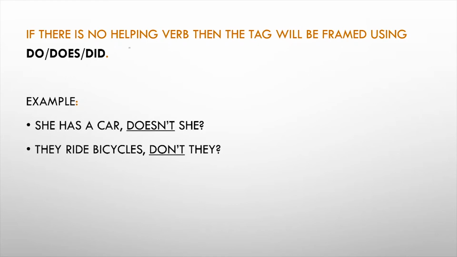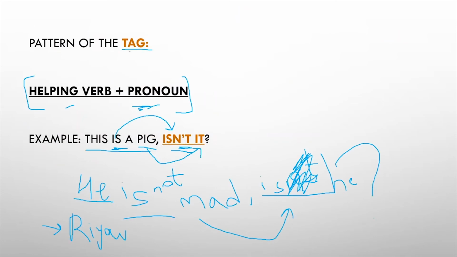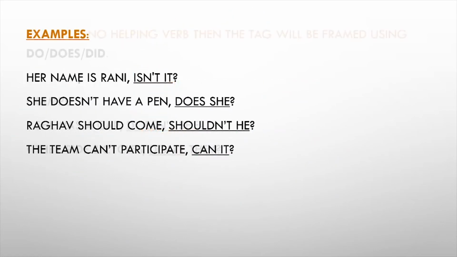Just imagine, if there is no helping verb, then the tag will be framed using do, does or did. Guys, let's just go back a step. The pattern of the tag is helping verb plus pronoun. What if the sentence doesn't have a helping verb? What if the helping verb is missing in the sentence? This is what I am saying.